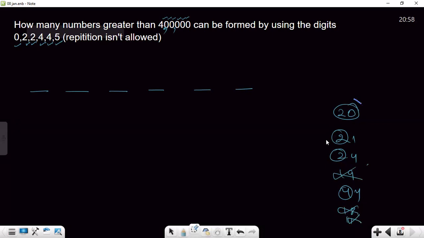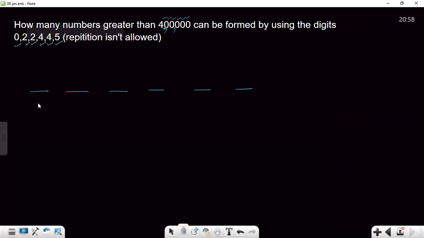Okay, that's my point, that we have to make the first digit 4 or more than 4. The only digit available that is greater than 4 is 5. So we'll consider two cases in this: when the first place is 4, or when the first place is 5.